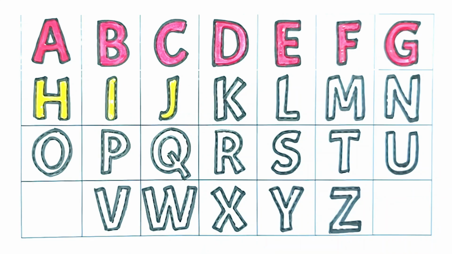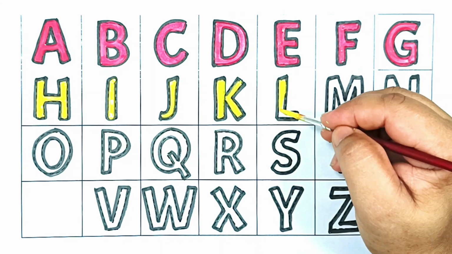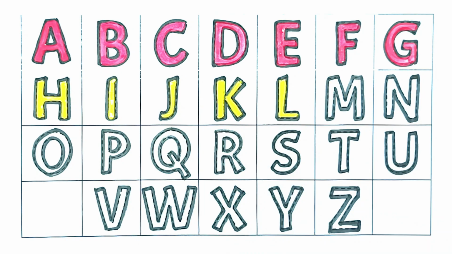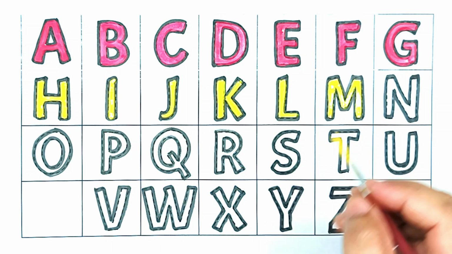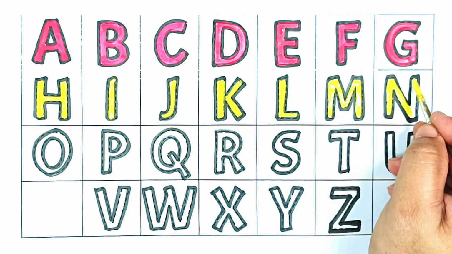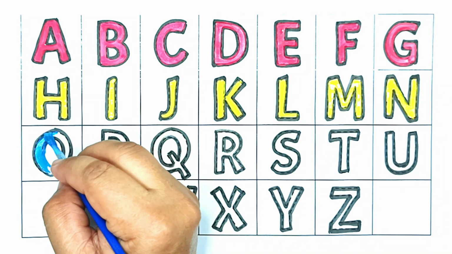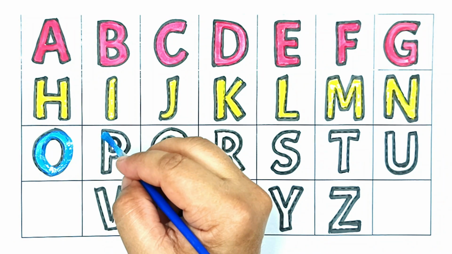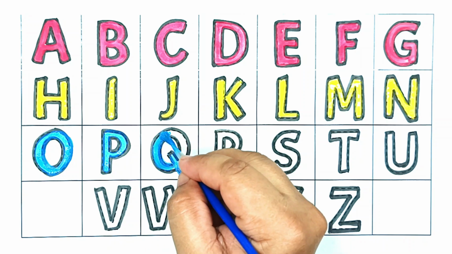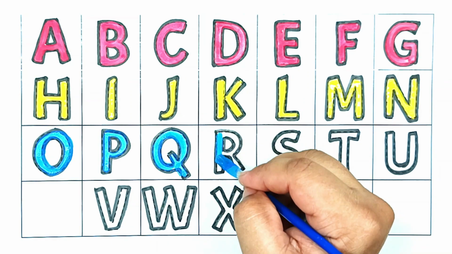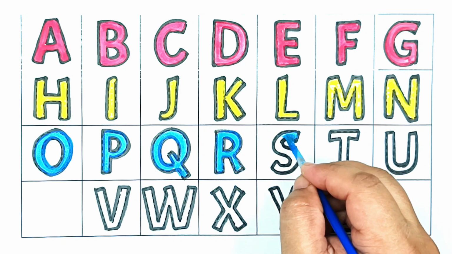J for jam, K for kite. K for kite, L for lamb. L for lamb, M for man. M for man, N for net. N for net, O for onion. O for onion, P for pen. P for pen, Q for queen. Q for queen, R for ring. R for ring, S for star.